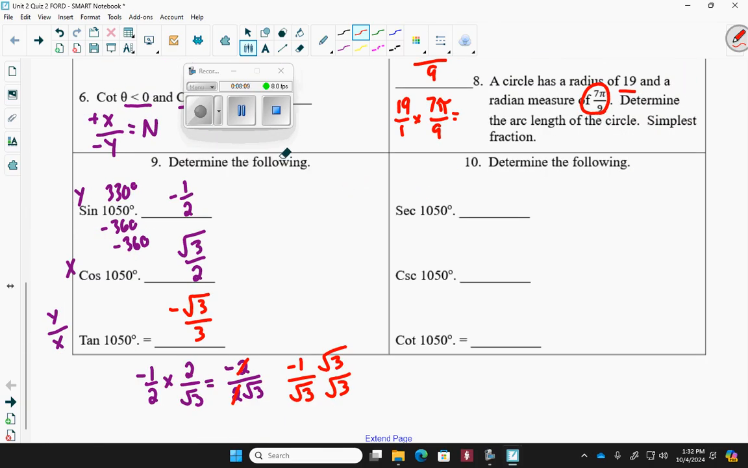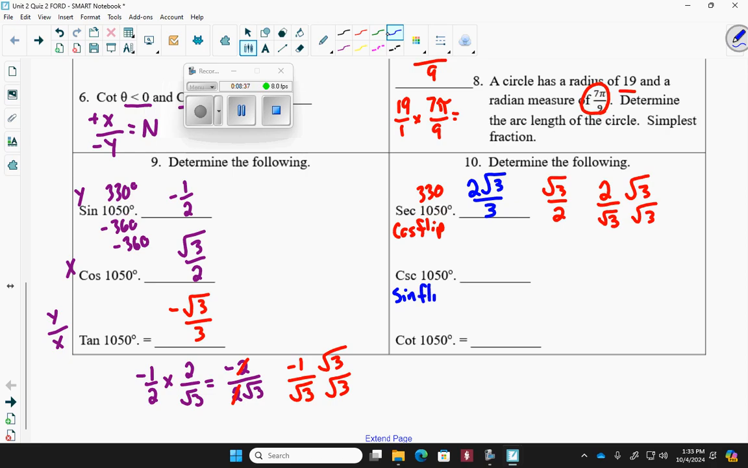All right, secant. So again, secant 330. Remember, secant is cosine flipped. So if cosine is radical 3 over 2, we're just going to flip it. We're going to go 2 over radical 3. We have a radical in the denominator, so we have to multiply the top and bottom by the same radical. So my final answer in blue, 2 radical 3 over 3. Now, cosecant is sine flipped. So if sine is -1/2, just flip it, and we get -2. And remember, cotangent is x over y.